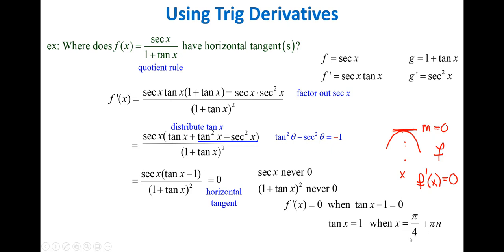This only happens once in a period, and I'll define n as an integer. So where does f of x equals secant of x over 1 plus tangent of x have horizontal tangents? Well, that's when x is equal to pi over 4 plus some multiple of pi.